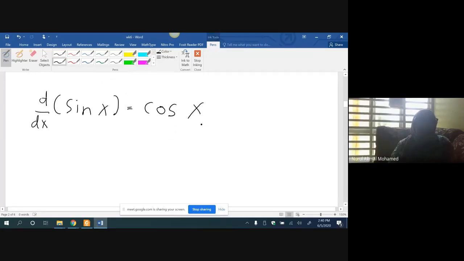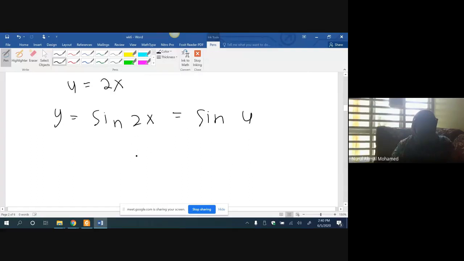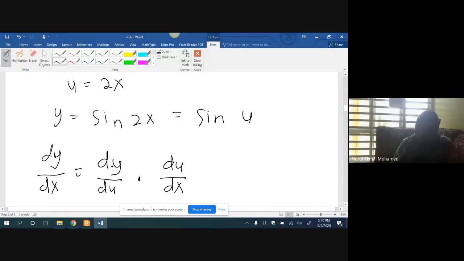So let's say you denote the 2x as u. So u is equal to 2x. And you represent y as sine 2x. So it means that your y here is also equal to sine u. And then by using chain rule, the purpose is to find dy/dx. And dy/dx, by using chain rule, is dy/du multiplied by du/dx.